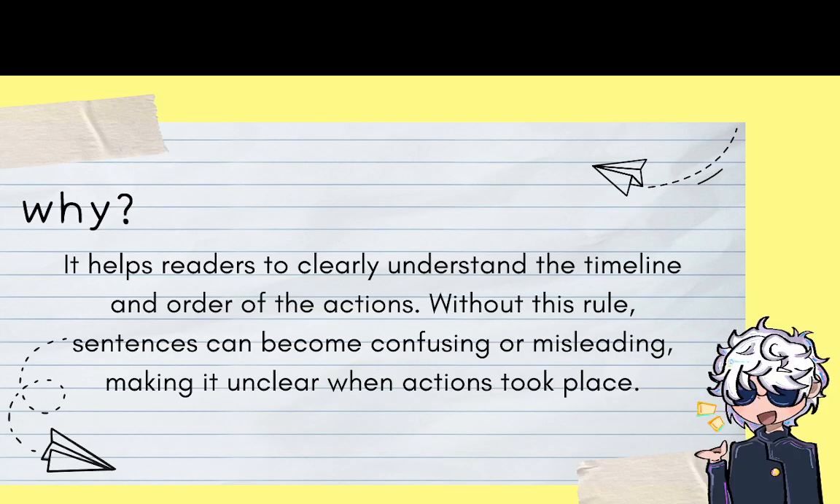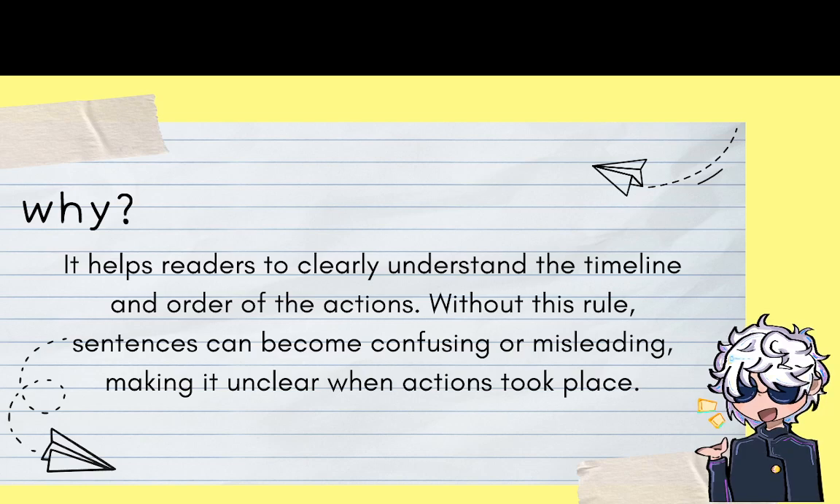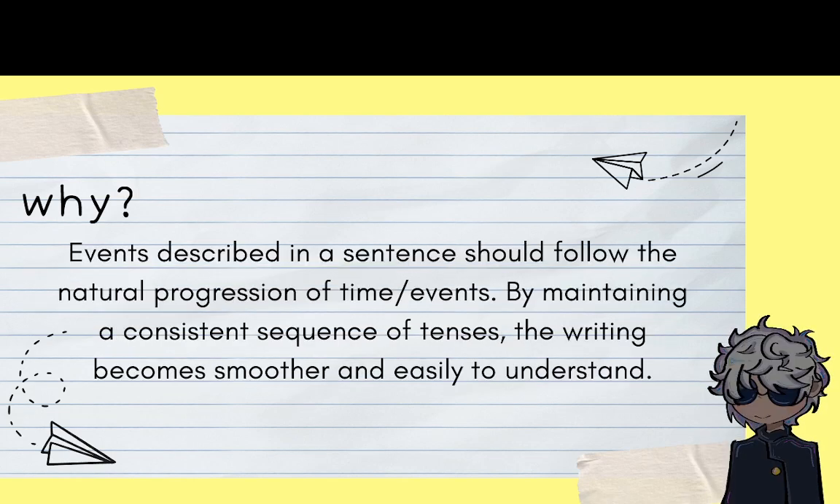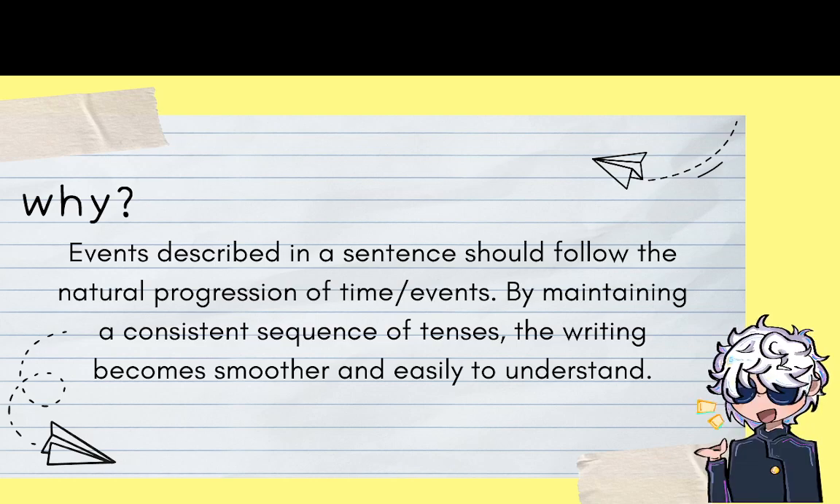So why do we need this kind of rule? It helps the readers to clearly understand the timeline and the order of the actions. Without this rule, sentences can become confusing or misleading, making it unclear to the readers when actions took place. Events described in a sentence should follow the natural progression of time and events. By maintaining a consistent sequence of tenses and verbs, the writing becomes smoother and easier to understand for the readers themselves.